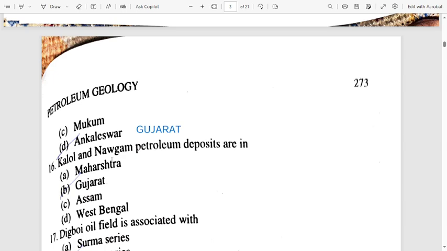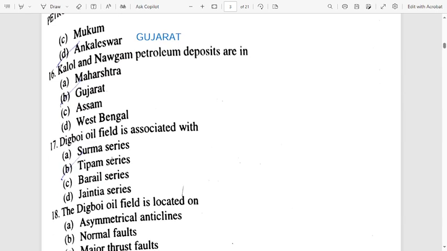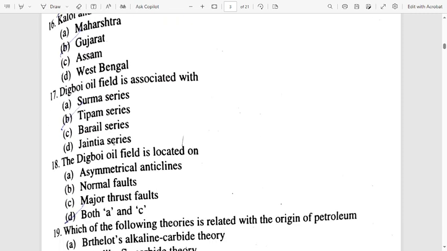So in Gujarat, Digboy oil field is associated with Tipam series. This is a stratigraphic question. So Tipam has Digboy oil field. Digboy oil field is located on asymmetrical anticlines and major thrust faults. So Digboy oil field is located on both asymmetrical anticlines and major thrust faults.